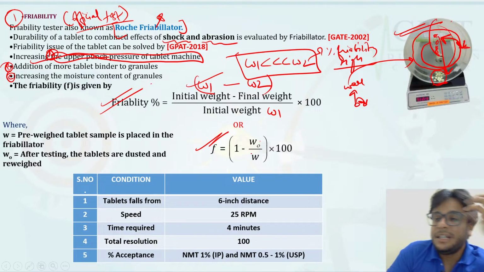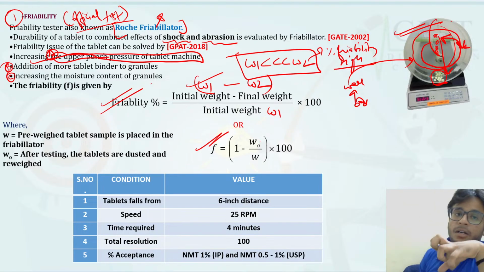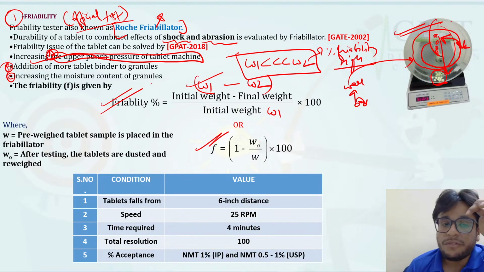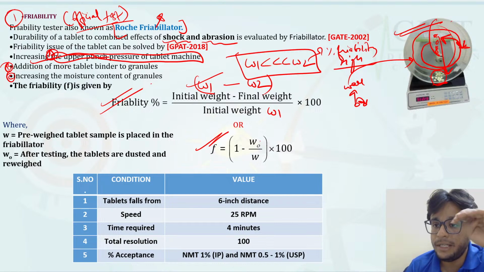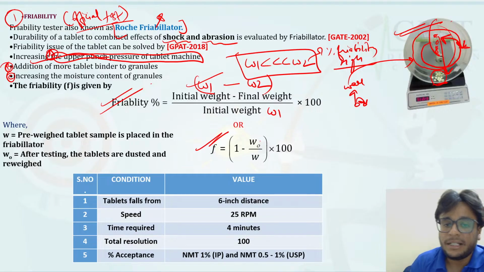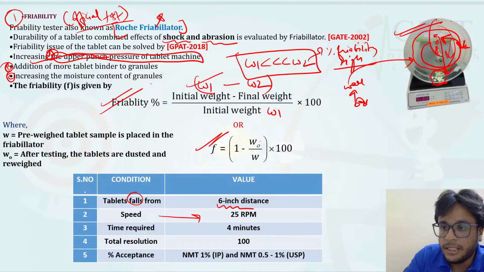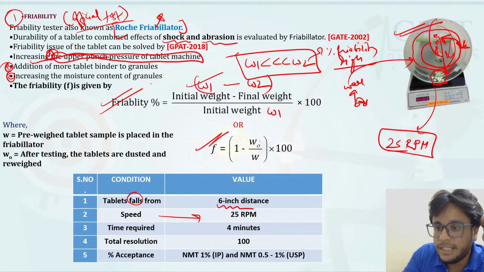There is a set of conditions, including the time, to which we have to expose the given tablet in the Roche friabilator. The tablets fall from a distance of 6 inches. The speed of the rotator is 25 RPM, so it is rotating 25 times per minute. The time for which the tablets are subjected to the friabilator is 4 minutes.